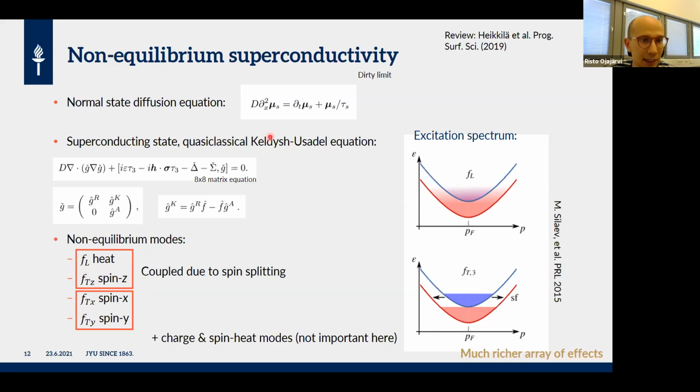So instead of having this simple diffusion equation just for spin, a superconductor actually couples. If we also have this exchange field, then the excitation spectrum in the superconductor looks like this, and it couples these different non-equilibrium modes. So we have a heat mode coupled with the spin in the Z direction, which is now the direction of the exchange field. These are coupled, so you cannot consider them separately. If you think of the spin accumulation, you have to think about the heat in some way. Other modes are also coupled, so it is natural that spin X and spin Y modes are coupled because the exchange field makes them precess. This would also happen in the normal state if there was an exchange field here.